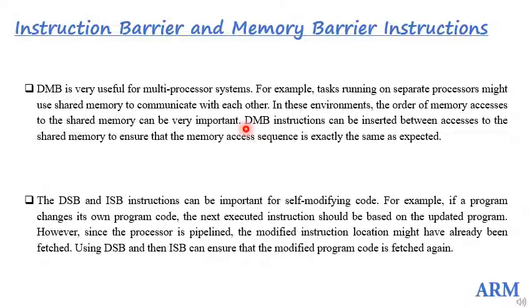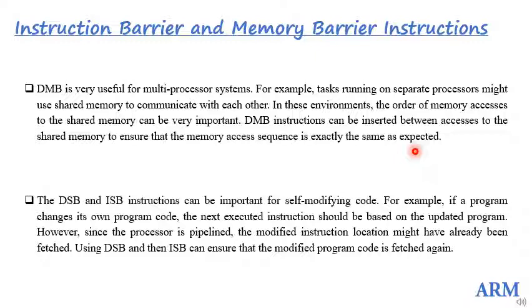So if suppose the coprocessor requires the updated data, and by chance the coprocessor is accessing first, then it will be getting the old data only. So this will account for an invalid memory access. So in that case, DMB instructions can be inserted between accesses to the shared memory to ensure that the memory access sequence is exactly the same as expected.